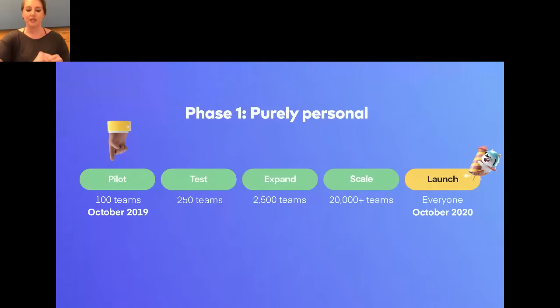During this first phase, we focused on going slow and steady, onboarding 100 teams over maybe a 2-3 month period so that we could learn from their experience. And here's the approach that we took.